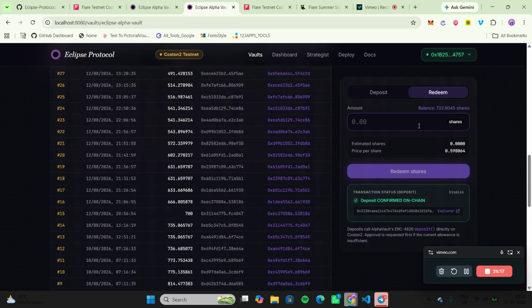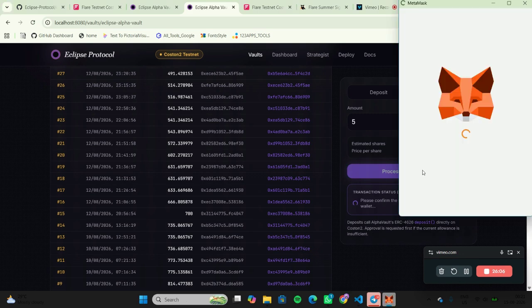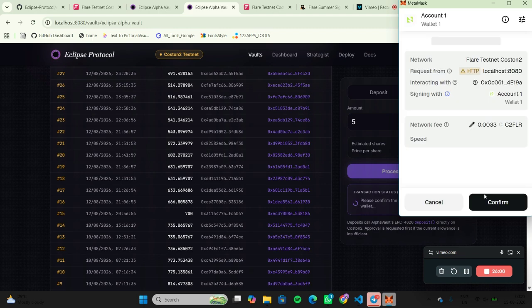I will redeem some of the amount. Just let me do it. I will redeem the shares and confirm the transaction on chain. Just give me a second. This was redeemed on chain.